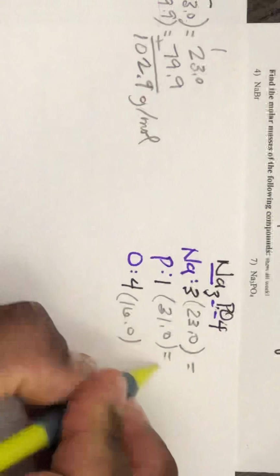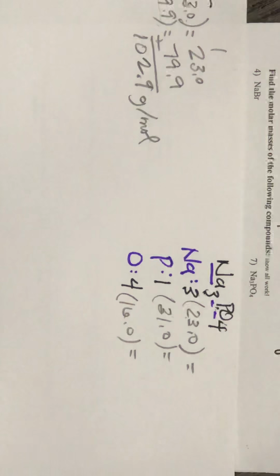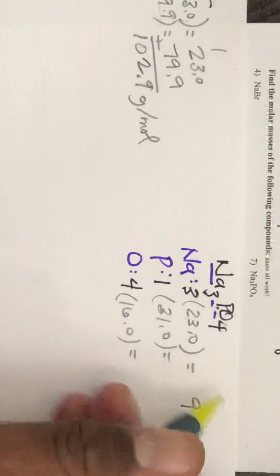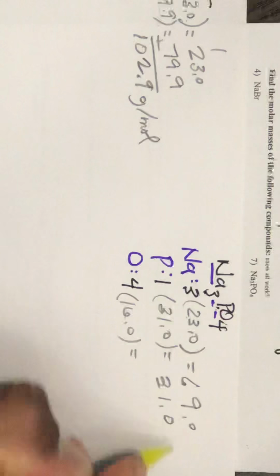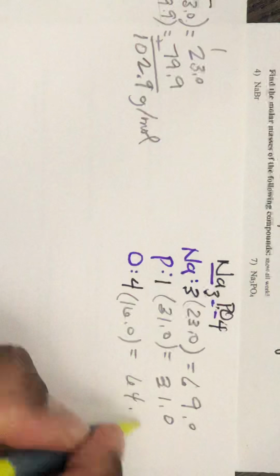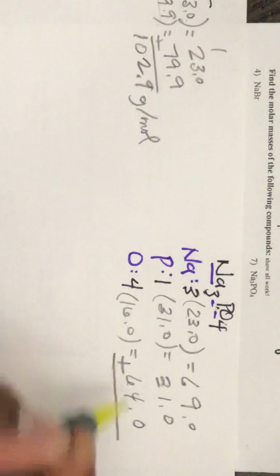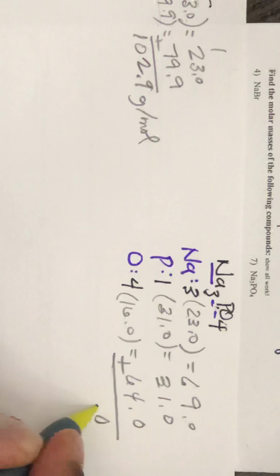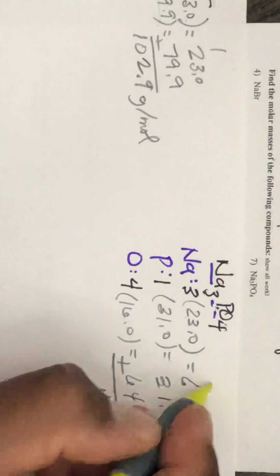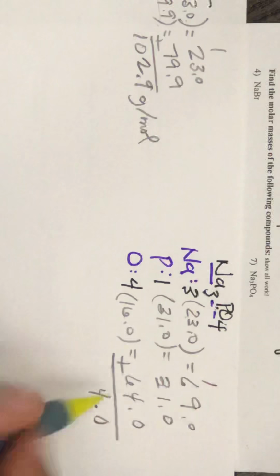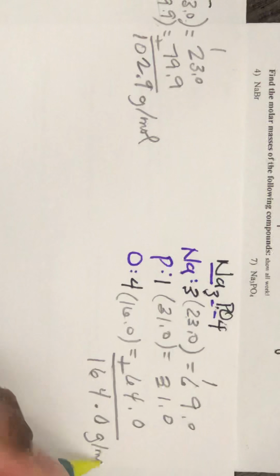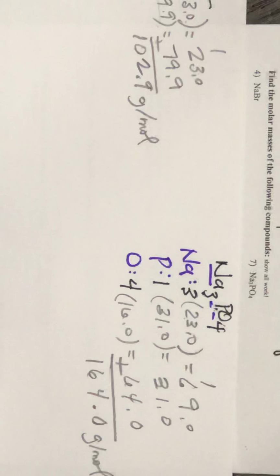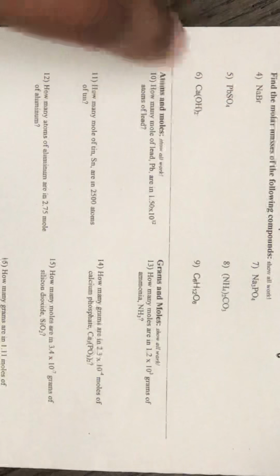You multiply horizontally, and you end up with 23 times 3, which is 69, then 31.0, and then 16 times 4 is 64. You add them up, and you end up with 164.0. So there's your molar mass for sodium phosphate. Okay, make sure that you do 5, 6, 8, and 9.